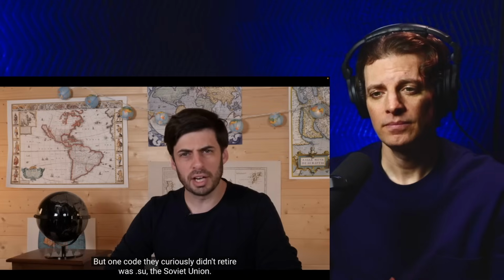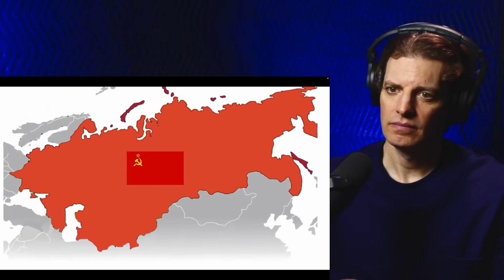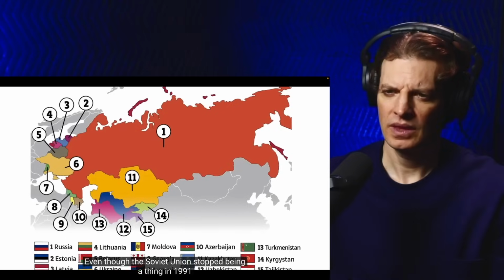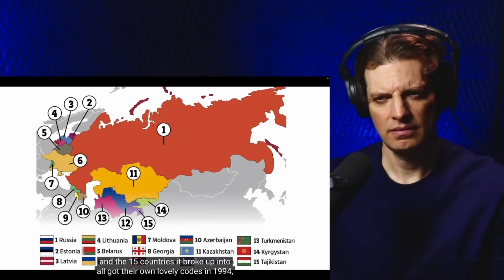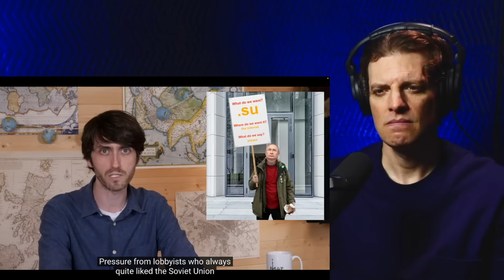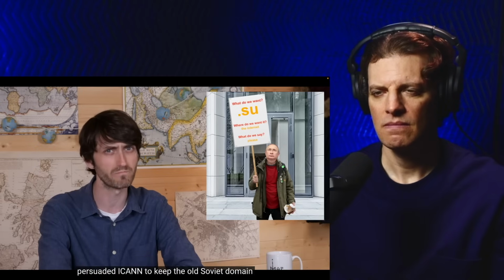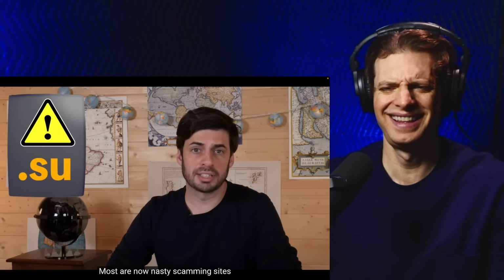But one code they curiously didn't retire was .su, the Soviet Union. Even though the Soviet Union stopped being a thing in 1991, and the 15 countries it broke up into all got their own lovely codes in 1994, pressure from lobbyists who always quite liked the Soviet Union persuaded ICANN to keep the old Soviet domain, just in case. Most are now nasty scanning sites.